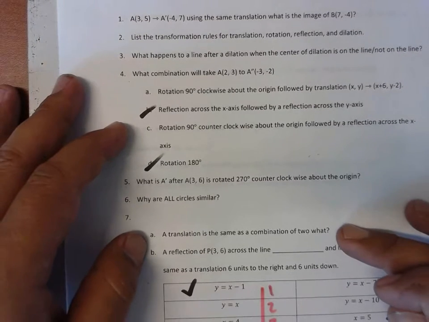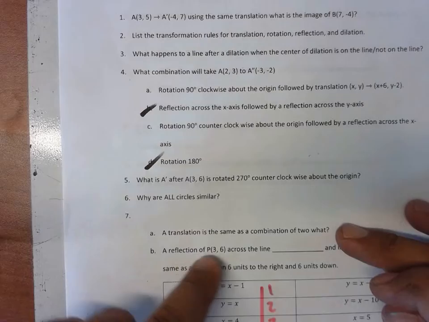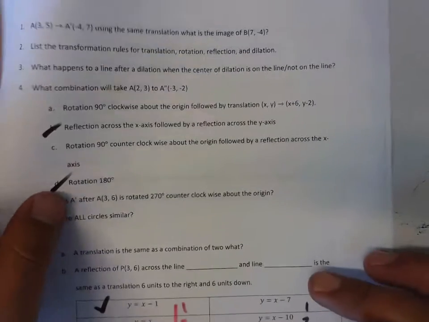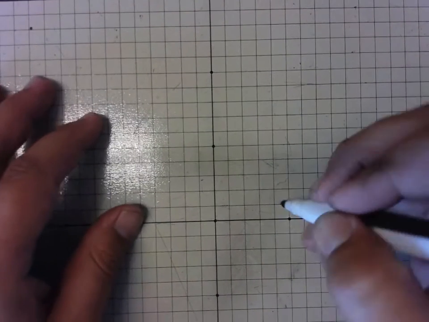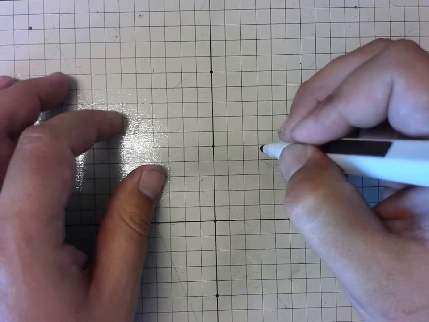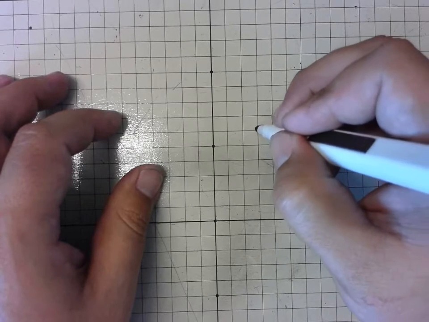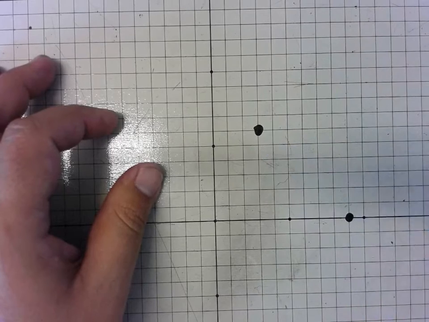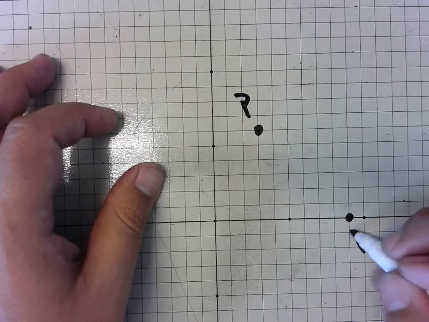7. A translation is the same as a combination of two reflections over parallel lines. Reflections over parallel, keyword parallel, lines. Now we have to find out which two lines, because they gave me the point 3, 6, and they said it was translated 6 units to the right, 6 units down, so P becomes P prime.